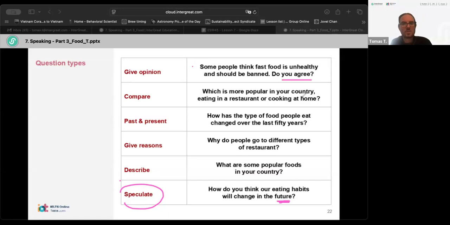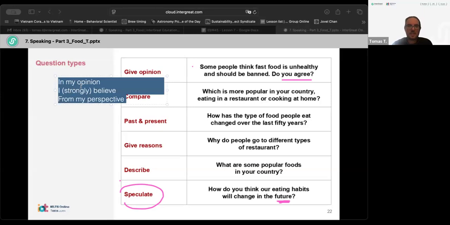Okay. So whenever you see this question, or whenever the examiner says to you, some people think fast food is unhealthy, do you agree? You should use the phrase "in my opinion" every time. In my opinion, you can use the phrase "I strongly believe" or just "I believe." You can use the phrase "from my perspective." And it's stated in the question, and they're going to be looking for that. Those are discourse markers. Give them to the examiner. So I know this is an opinion question. Okay, compare question.